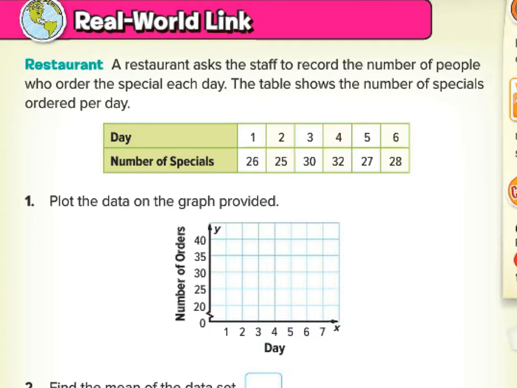And okay, so if we plot our points at 1 and 26 and so on, they will look like this, where we have 1 at 26, 2 at 25, 3 at 30, 4 at 32, 5 at 27, and 6 at 28.